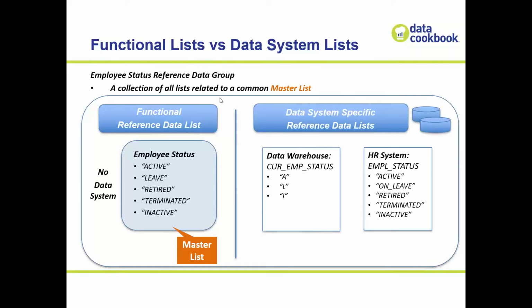But the concept of a group, so you say, hey, you have this employee status reference data group, that is a master conceptual idea of what an employee status is. So if you are agreeing on a functional list, these are our employee statuses that we agree on, the master list of employee statuses. And then you say, hey, we have two different data systems that store that. We've got the data warehouse that stores an A and an L and an I, and we've got the HR system that stores these values.